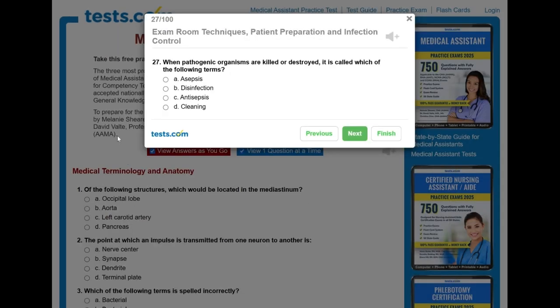Question 27. When pathogenic organisms are killed or destroyed, it is called which of the following terms? A. Asepsis. B. Disinfection. C. Antisepsis. D. Cleaning.